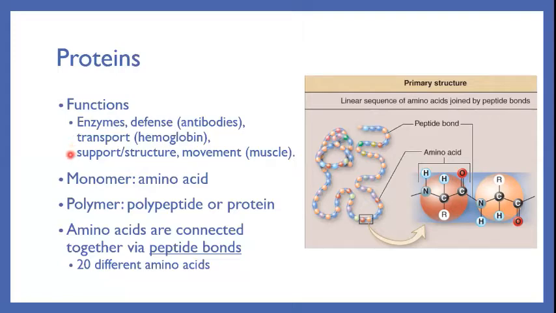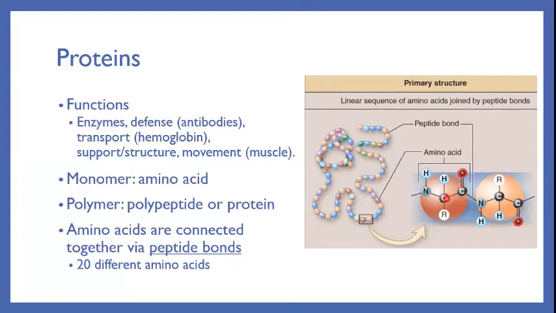They help us with support and structure. They're actually forming tiny little skeletons inside of your cells, and they help with movement, since protein is what your muscles are composed of. A single monomer of protein is called an amino acid. When we link multiple amino acids together, here's one amino acid linked to a second amino acid. They are connected by a peptide bond.